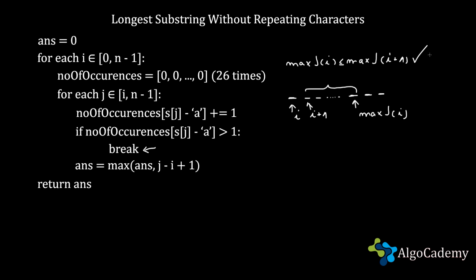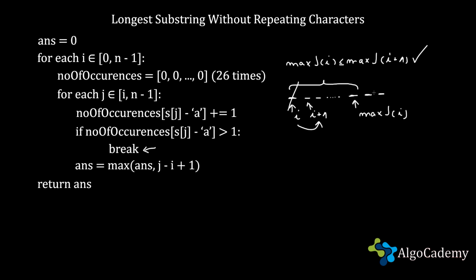So all we need to do is see how to make this transition. Well, it is, of course, very simple. What happens is that, let's say this was my previous i. We have finished finding the greatest j. And of course, in number of occurrences, we have the frequency of these characters. Now, because we move to the next i, first of all, I'm going to decrement the frequency of this character because it's not part of our substring anymore.